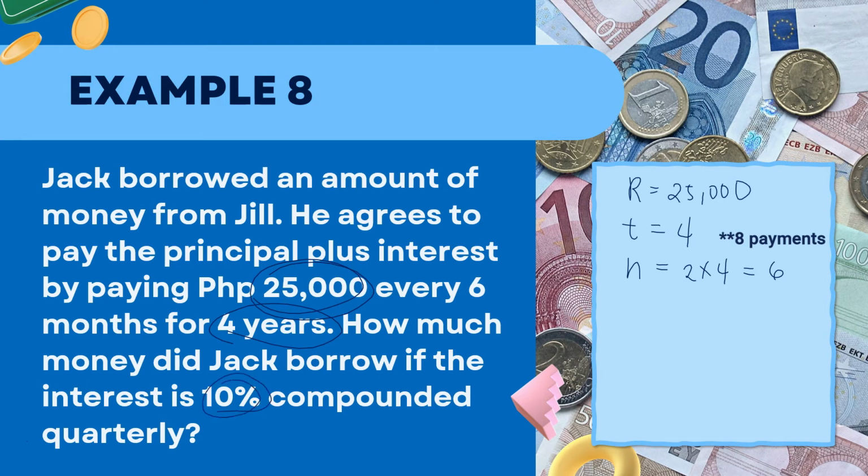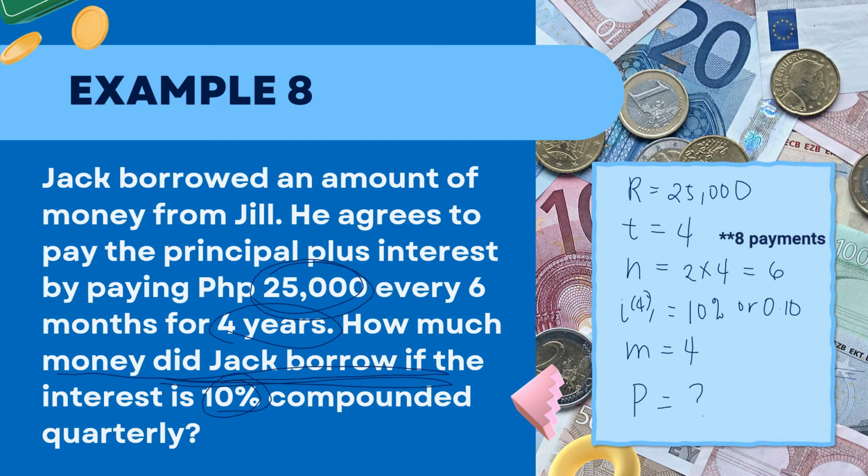Then, ang ating interest rate, compounded quarterly, is 10%. And again, quarterly po. So, ibig sabihin, 4 times a year. So, yung M po natin is equal to 4. Ang tanong po, how much money did Jack borrow? Magkano daw yung inutang niya? So, magkano yung present value nito? Okay, so, P yung ating hinahanap.